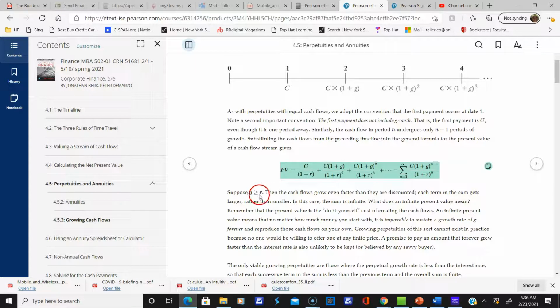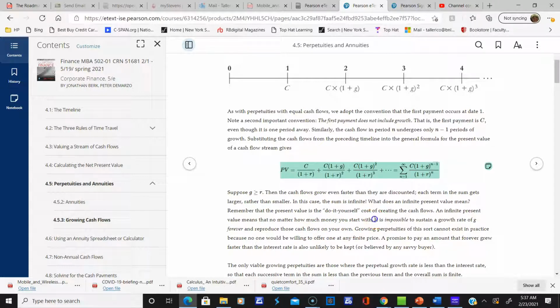Suppose g is greater than or equal to r. Then the cash flows grow even faster than they are discounted. Each term in the sum gets larger rather than smaller. In this case, the sum is infinite. What does an infinite present value mean? Remember that the present value is the do-it-yourself cost of creating the cash flows. An infinite present value means that no matter how much money you start with, it is impossible to sustain a growth rate of g forever and reproduce those cash flows on your own.